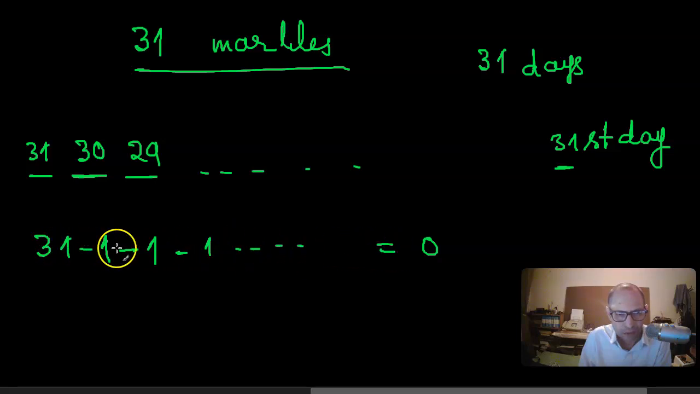But this operation would be a tedious operation. And of course, if it was not 31, but for example 130,000 times, then you would have to do the subtraction 130,000 times, which is not possible, of course. It's possible, but it takes a whole lifetime, probably. So in order to do this operation very easily, what you can do is this.